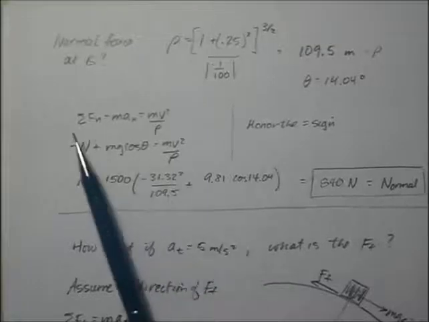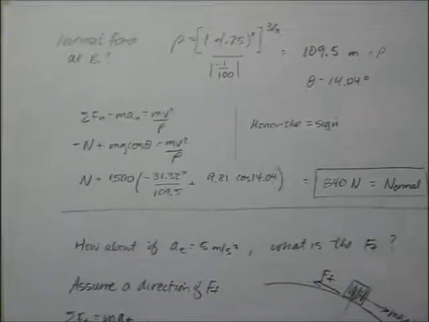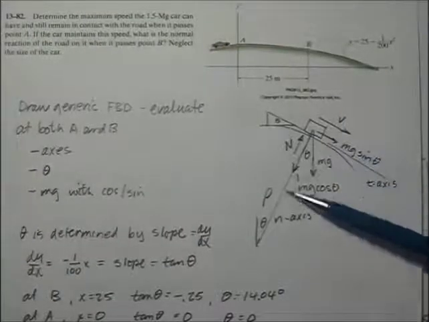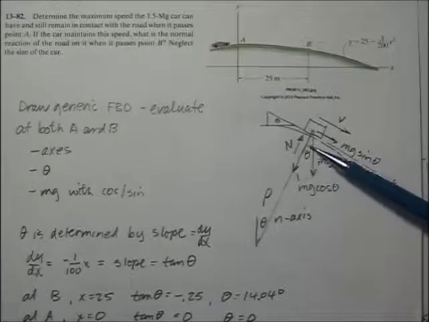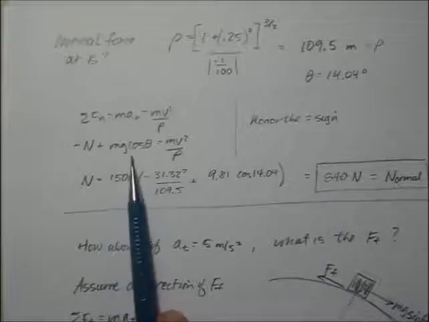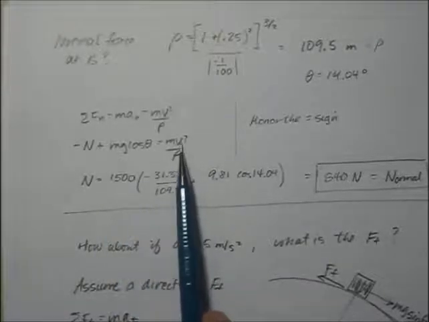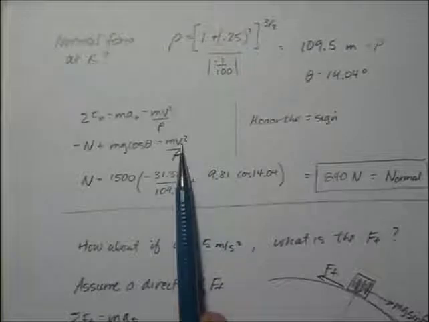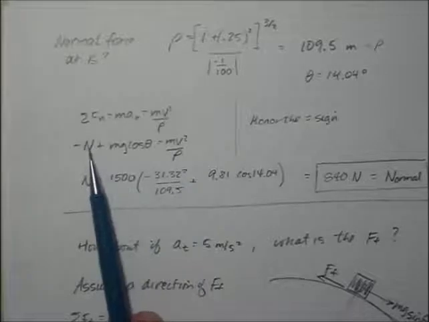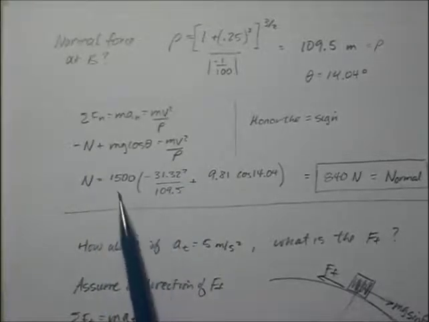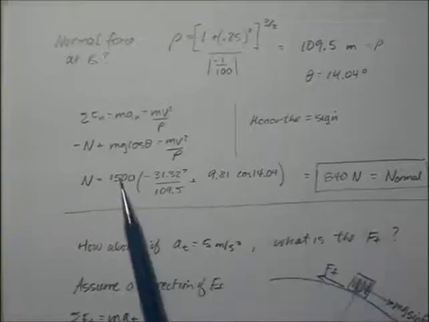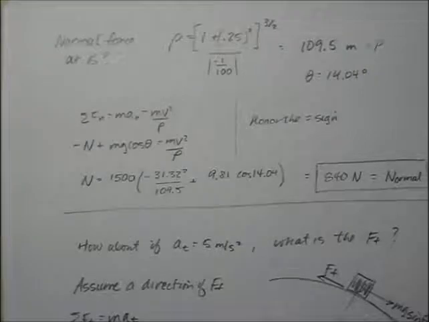All right, and again, sum of the forces in the normal direction. If I go back to my free body diagram, my positive normal is this way. In this case, I got mg cosine theta, and I want to find out what the value of normal is. So I'm going to say minus normal plus mg cosine theta is mv squared over rho. I want to keep that same velocity that I had in the other piece of the problem. I got a different radius, which is 109, got the same mass, and I'm just solving this for the normal force. And when I do that, the mass of the car was 1,500 kilograms, and I solved the normal force as 840 newtons.